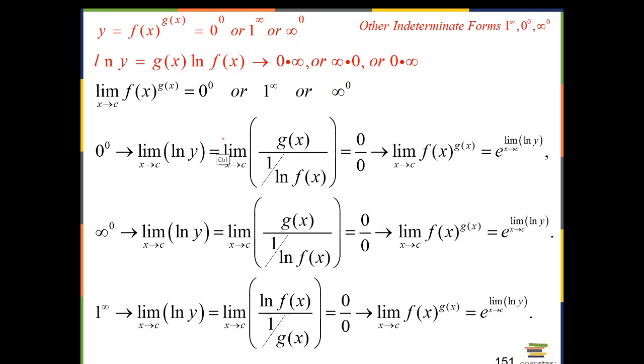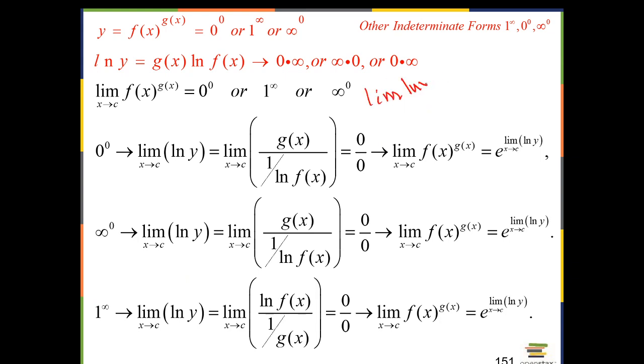But remember, this is not the limit of what we started with, y. This is the limit of ln y. So once we have the answer out of this, whatever the answer is, we have to do what? We have to take e to that to find the limit of y. The reason is that we get something like this.